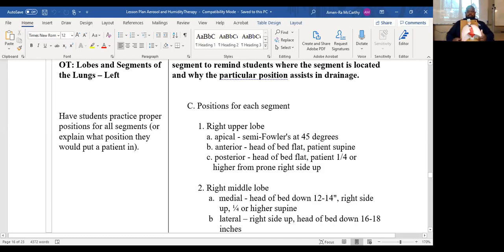Notice how the way I'm laying, right, the apical segments will be at the top, and they're going to drain down into the larger airways. The anterior segment of the right upper lobe, you want to have the head of the bed flat and the patient supine. So now they're going to be completely level and flat, right? The whole bed is flat and the patient supine.